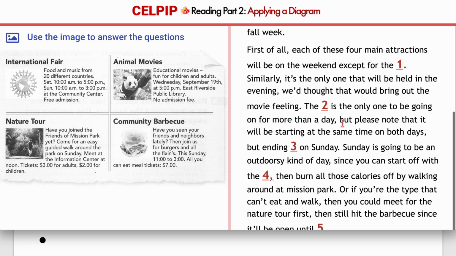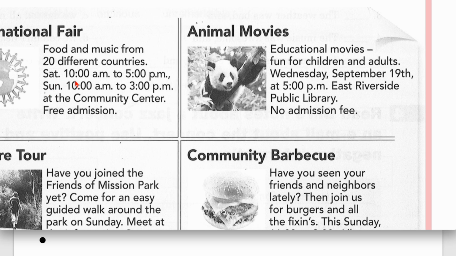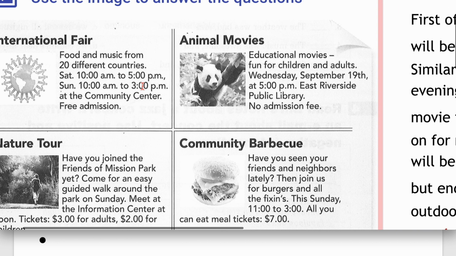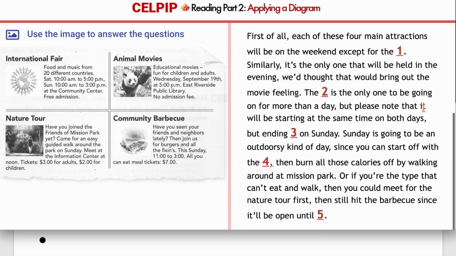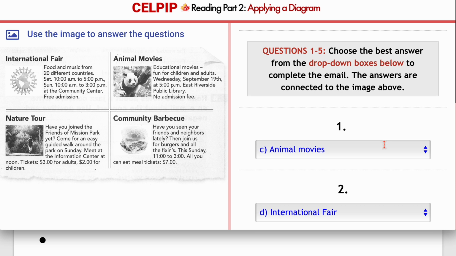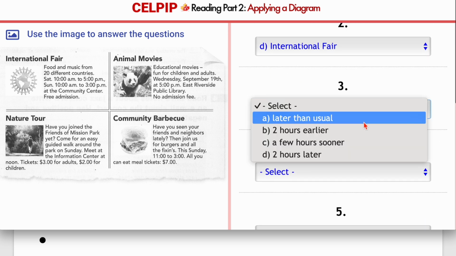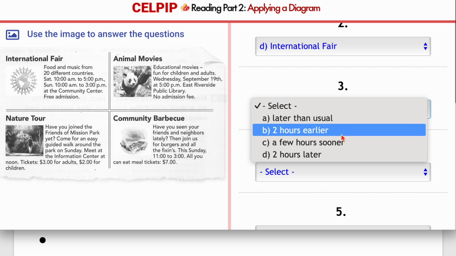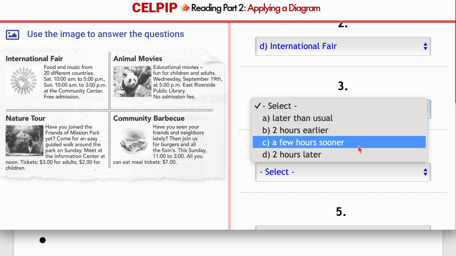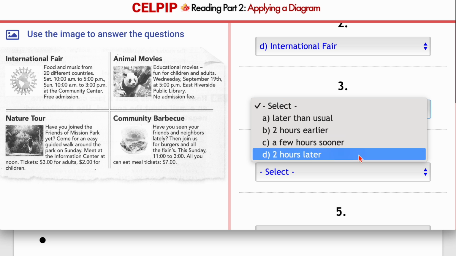But please note, okay? So please read more carefully that it will be starting at the same time on both days, but ending 3 on Sunday. So it is starting on both days at 10, 10. Saturday it ends at 5. Sunday it ends at 3. And notice here that it's talking about it. It will be starting. So this one, please note that it. Later than usual. 2 hours earlier. A few hours sooner. 2 hours later.